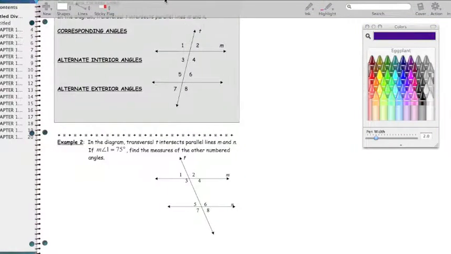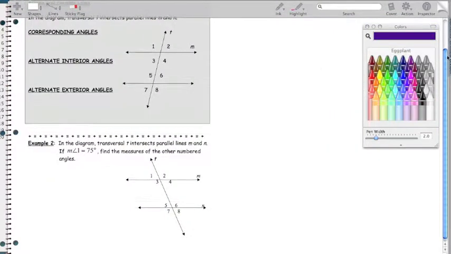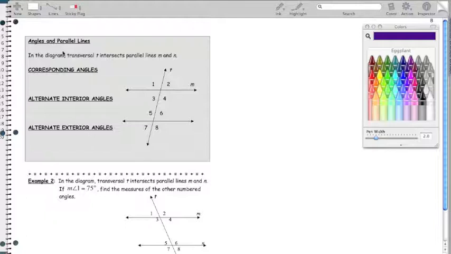There we go. We're going to look specifically at the property whenever we have parallel lines. So, angles and parallel lines, very exciting. In the diagram, transversal T intersects parallel lines M and N. I'm going to start out by labeling this N, because M is labeled but N is not. And it tells us that they're parallel, so I'm going to draw in my little triangles to denote that they're parallel lines.